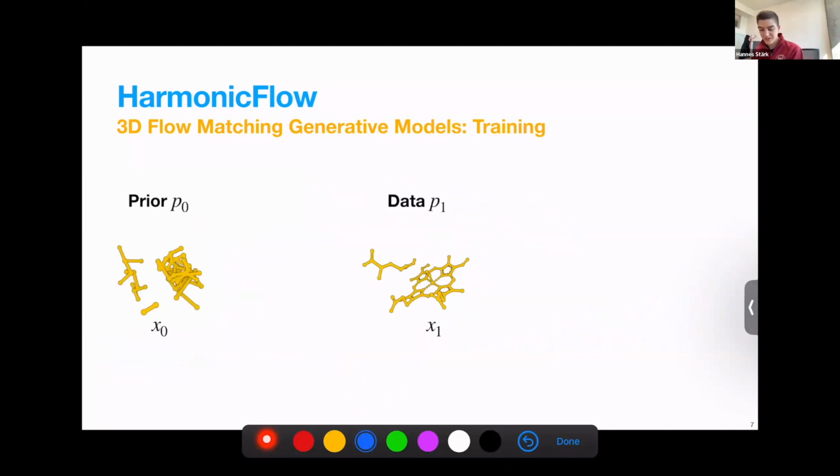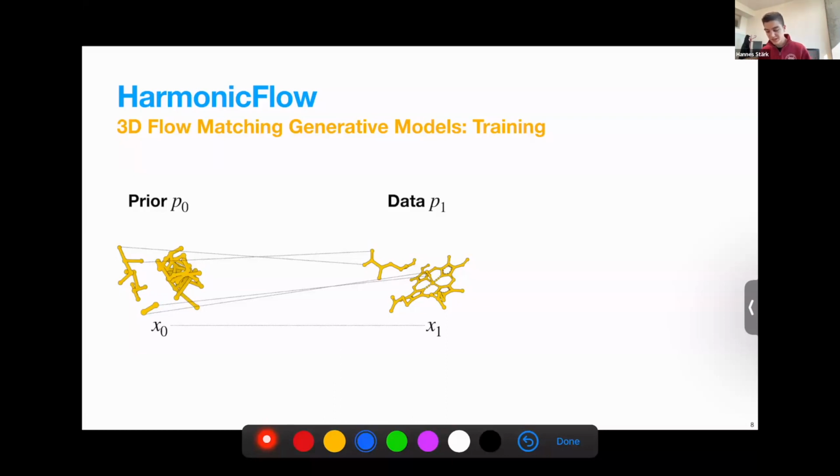Okay, and then we have our friends like Alexander Tong that showed us that one very simple way to learn such a vector field is by linearly interpolating between samples from our prior and samples from our data, and then somehow using these linear interpolations for training. So all we need is access to samples from our prior and samples from our data, right?